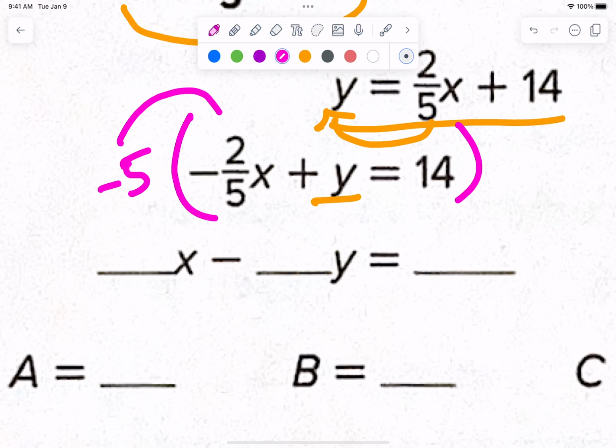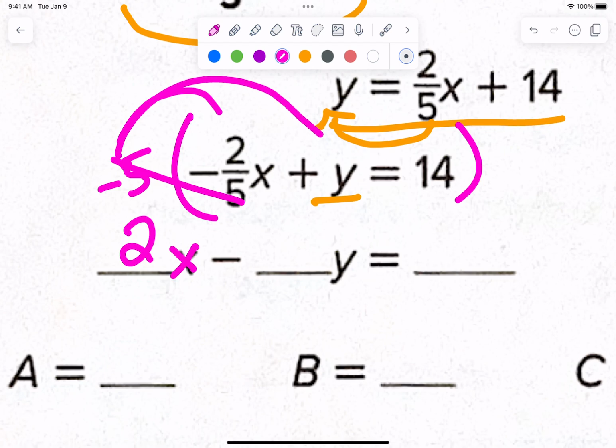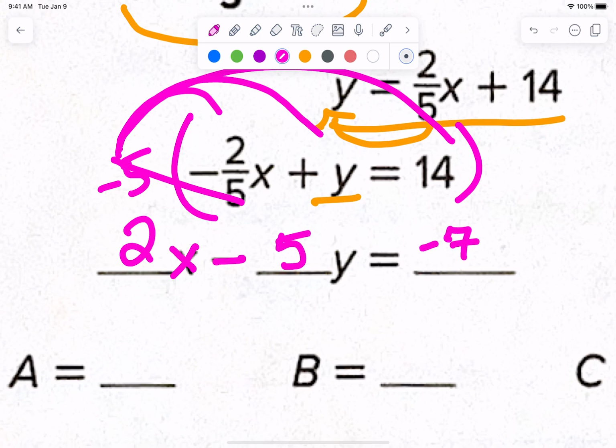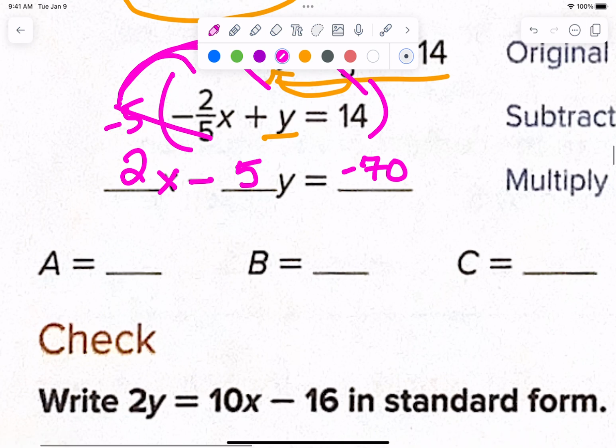What's -5 times -2/5? The 5s cancel. It's just 2x. What about -5 times positive y? -5y. And I also have to take -5 times 14. What's that? -70. Beautiful. That is now in standard form: x, y equals a number. What's A? 2. What's B? -5. And C is -70. If a number has a negative in front of it, use that in your ABC. The negative goes with it. Happy with that? That is in standard form.